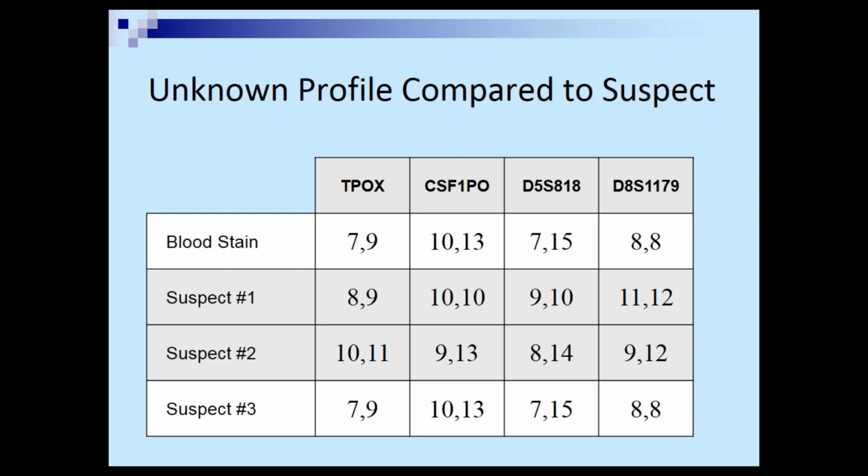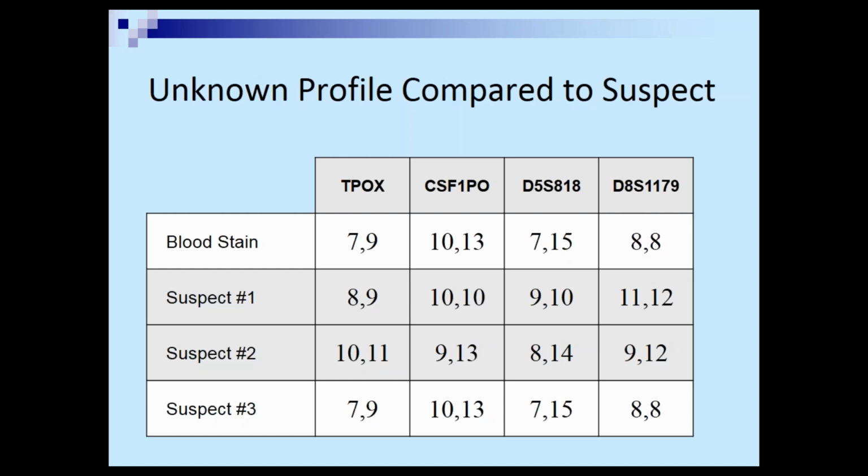Definitely did not. Correct. Okay. Now, if I showed you the blood stain and suspect number 3, okay, matched at TPOX, matched at CSF, matched at D5, matched at D8, if they match at all 13 loci, what are your conclusions for suspect number 3? Did it definitely come, maybe come, or definitely did not come from suspect 3?